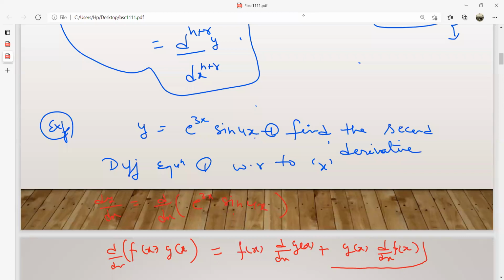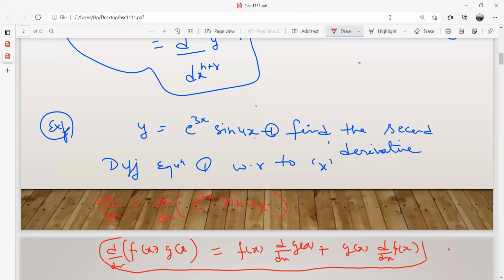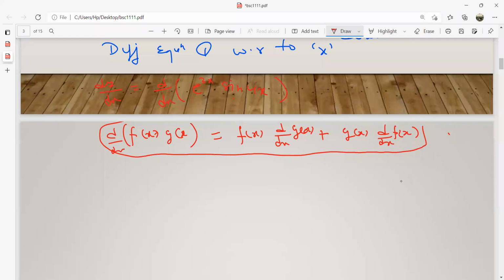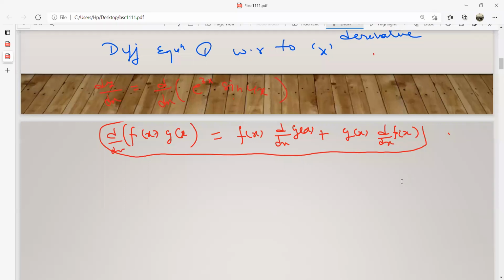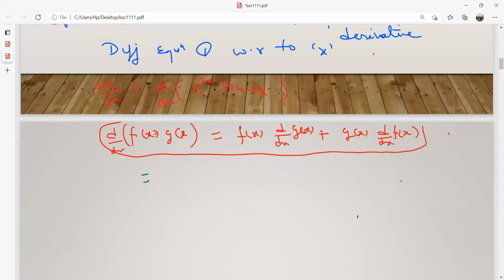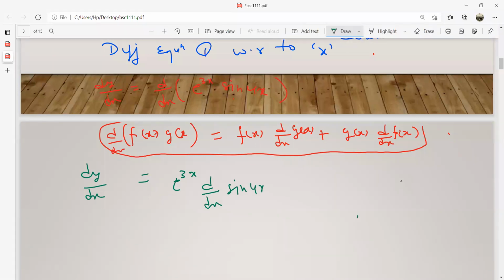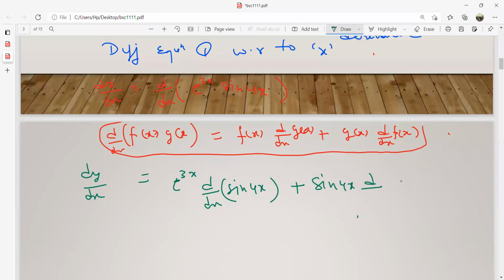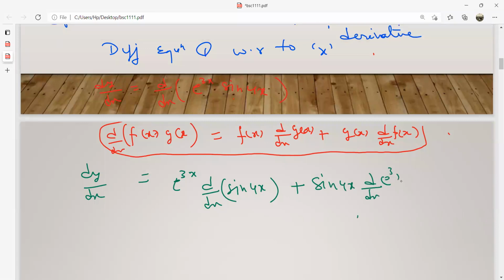If we use this formula here, simply we have to find dy by dx equal to e^(3x) times the derivative of sin 4x, plus sin 4x times the derivative of e^(3x).